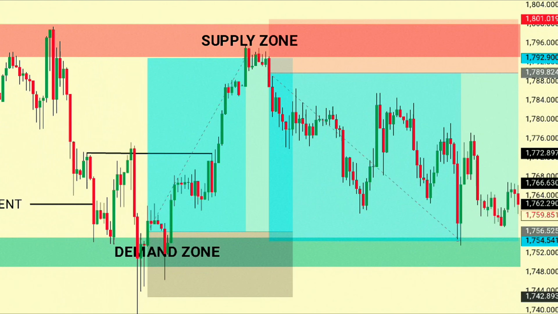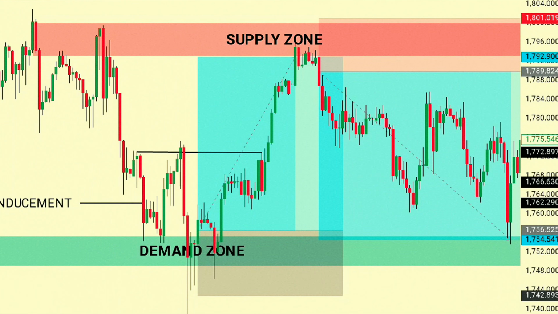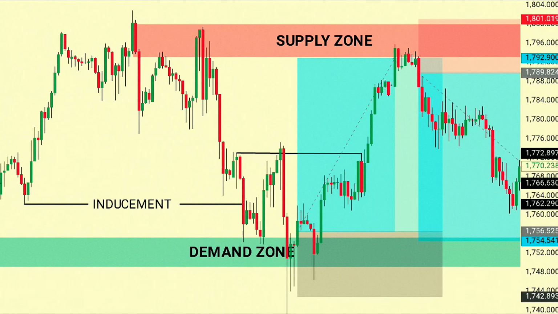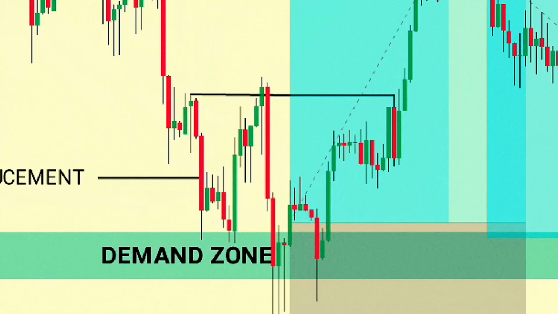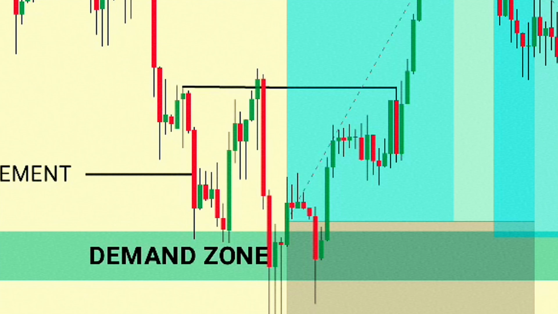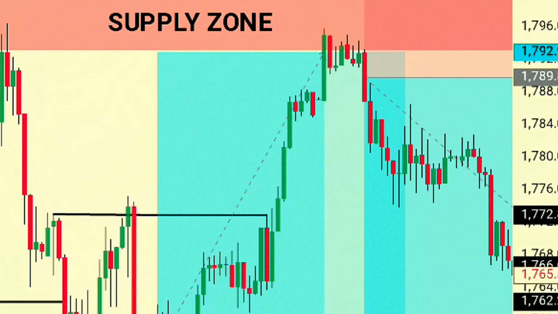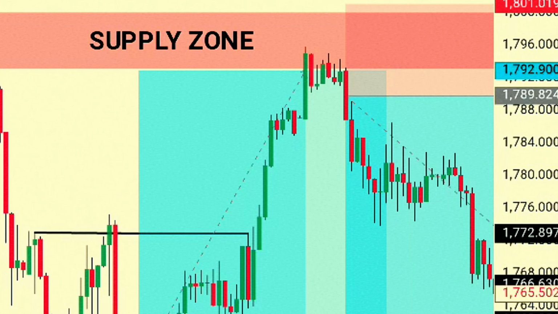Before ending the video, look once again at how the entire setup developed, step by step. Price respected demand, created bullish confirmation and moved toward the internal target exactly as expected. But the moment continuation started weakening near resistance, the market already started revealing hidden weakness.